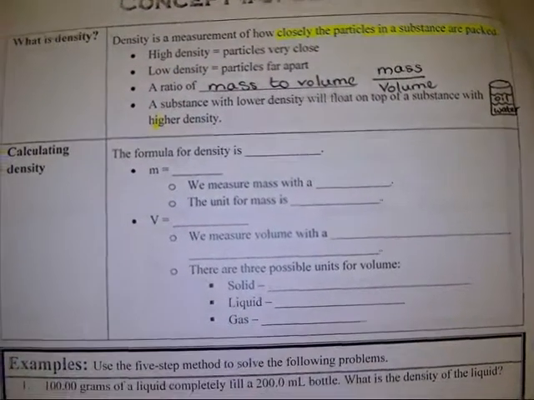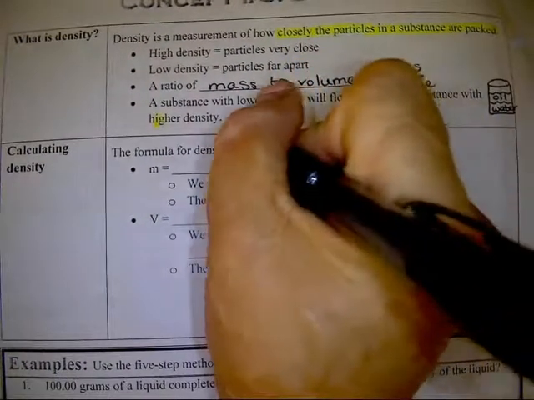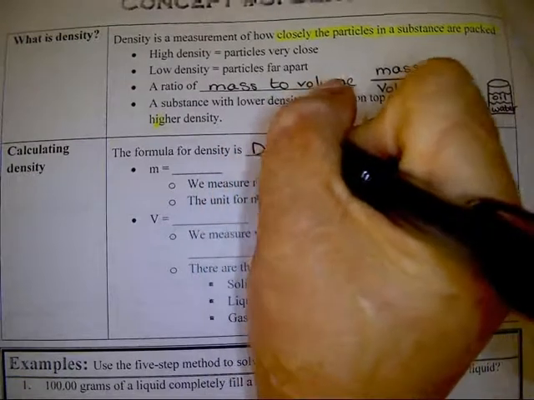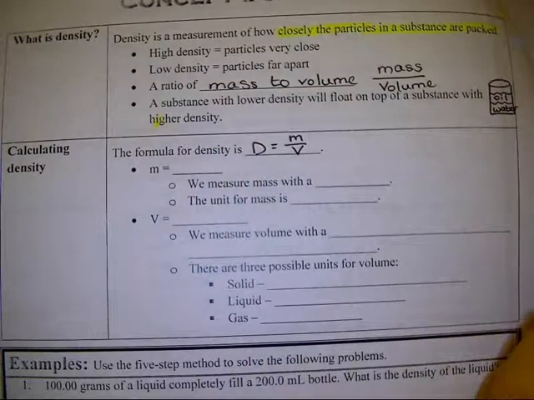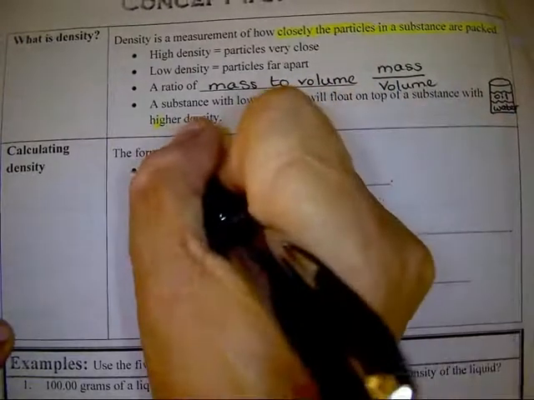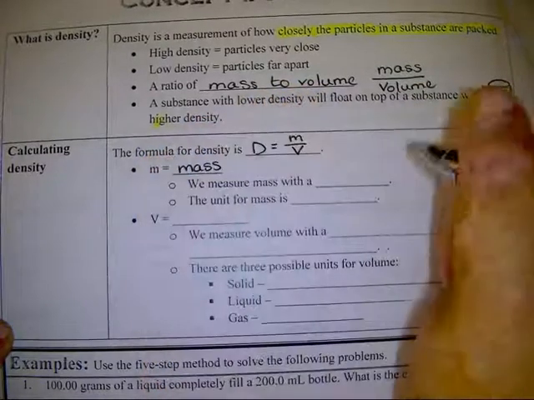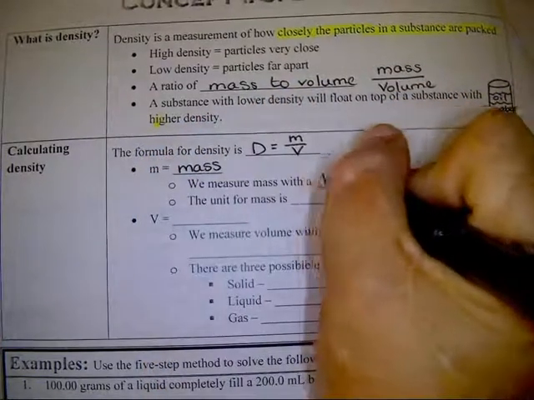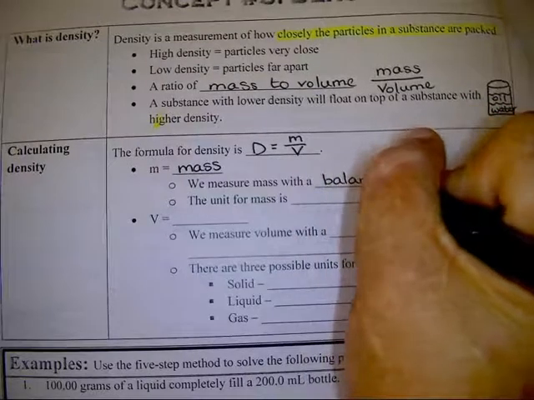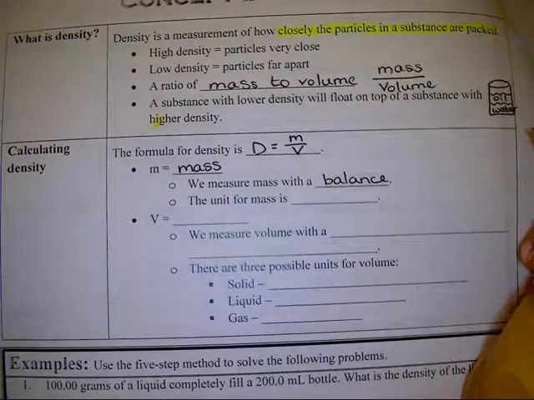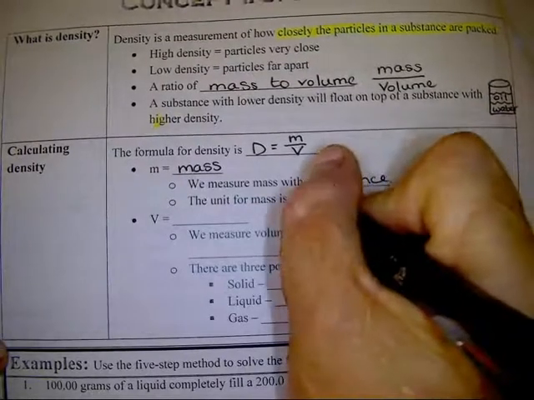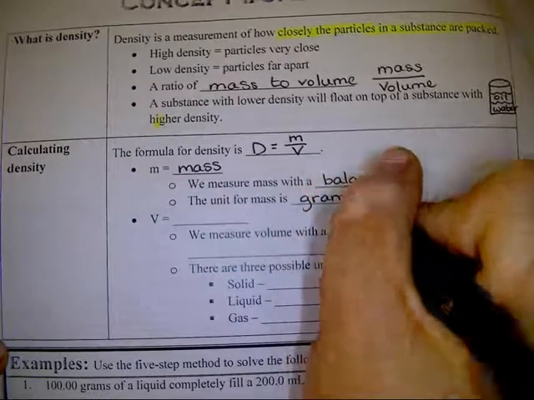How do we calculate density? The formula for density is D equals M over V. D is density, M is mass, and we measure mass with a balance. It can be a triple beam balance or it can be an electronic balance. The unit for mass is grams, always.